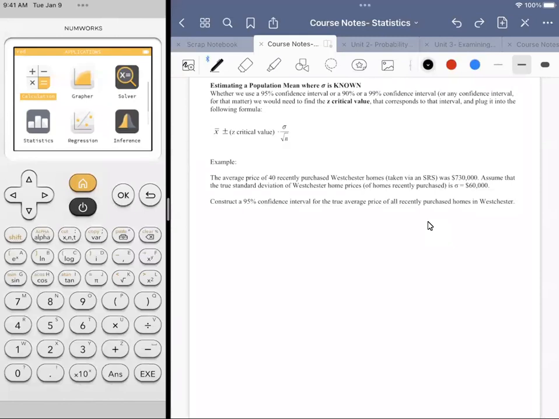So for a confidence interval regarding the population mean, mu, where we know the sigma value, we're going to use the Z interval.